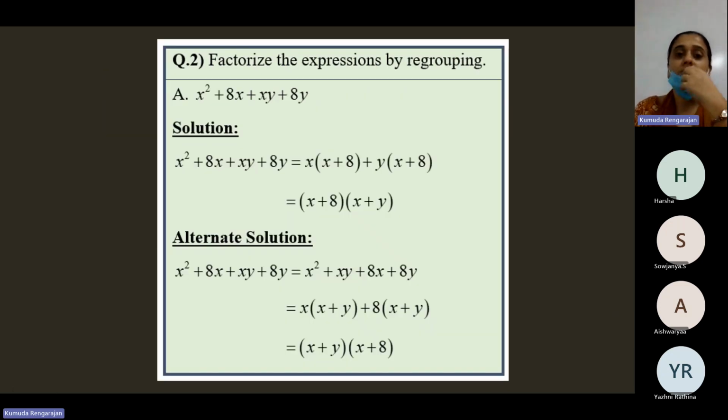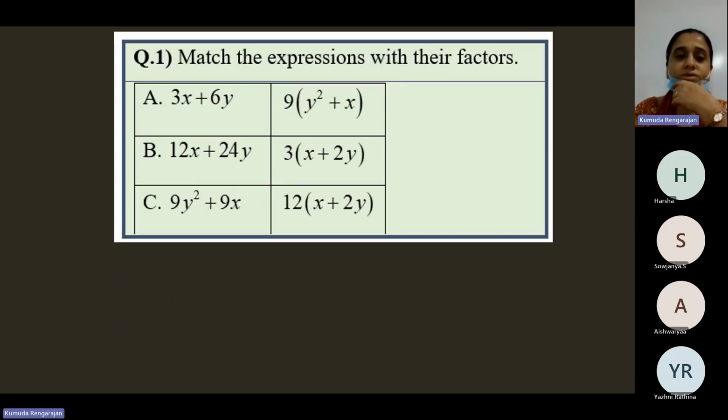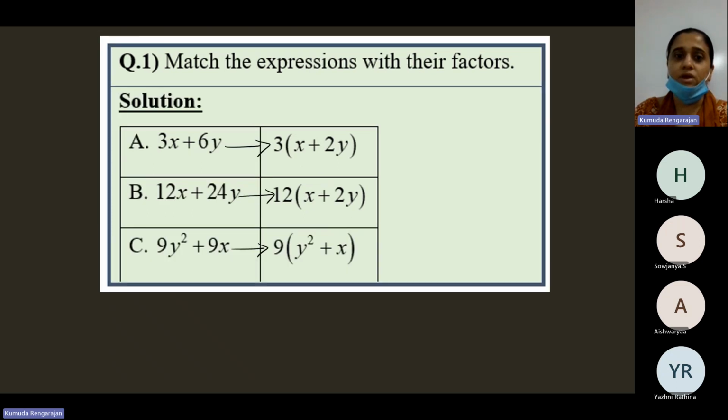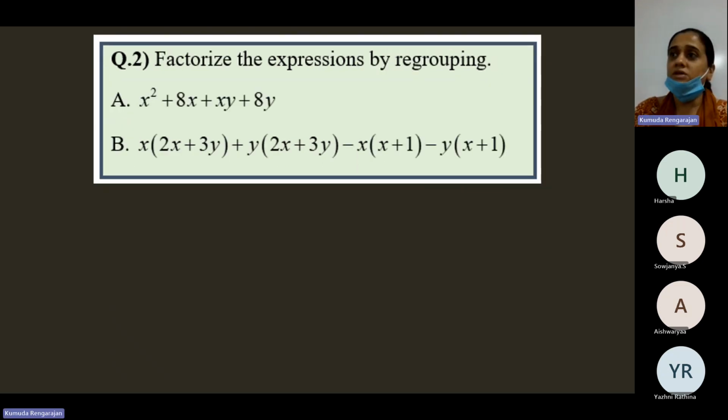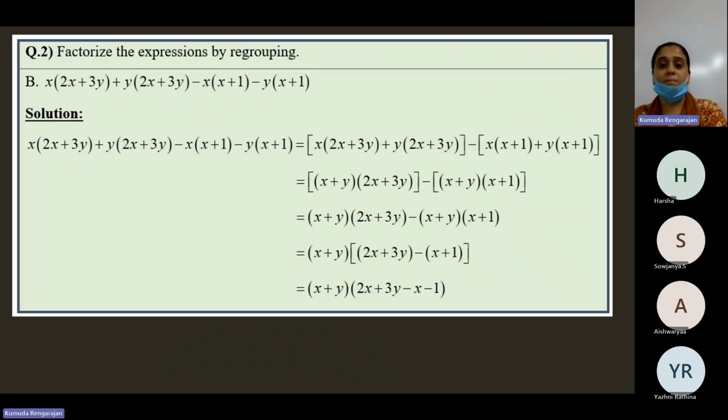I hope you understand what we're doing. This is your workbook, block 20 workbook. First question was this: factorize the following. 2A we finished. Now we're seeing 2B.